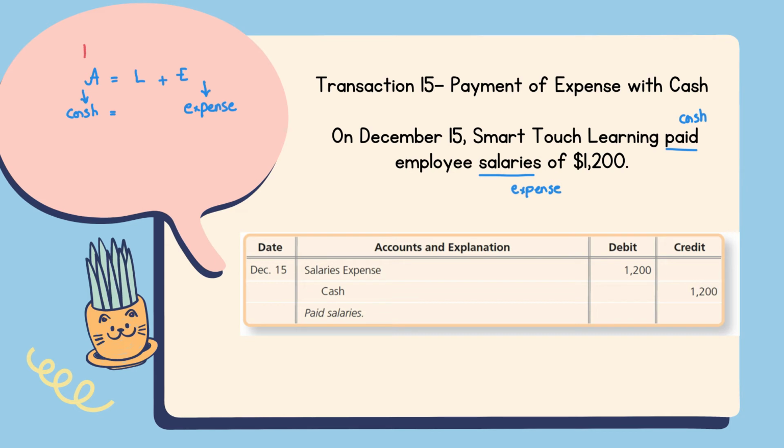Now the normal balance for assets is debit, the normal balance for liabilities and equity is credit. Cash decreases, so it's going to go to the credit. Expense decreases my equity, so it's going to go to the debit. We will always start with the debit account, so it's salaries expense. The second line you leave a space, then it's cash.